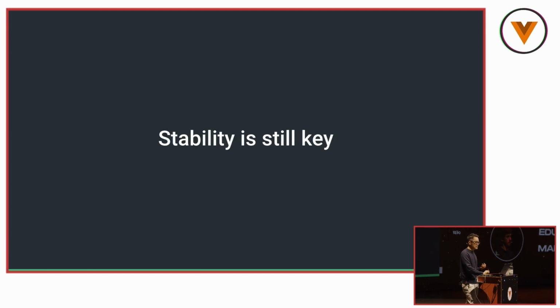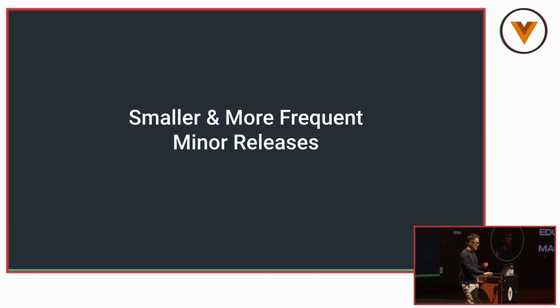So stability is still key. We believe that script setup and Composition API is in a pretty good place. Options API is here to stay. So we don't want to make drastic changes that would force you to consider, oh, should we rewrite our code base or anything like that? So this is a pretty important consideration for us.